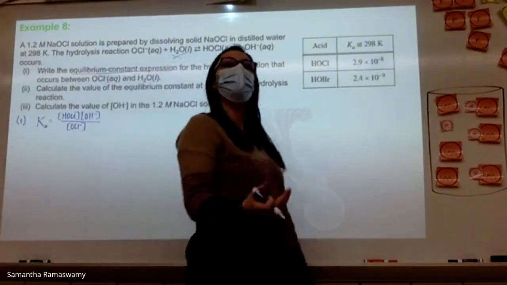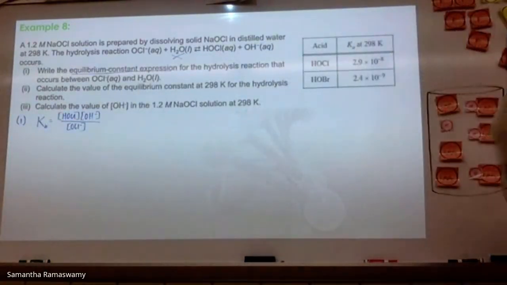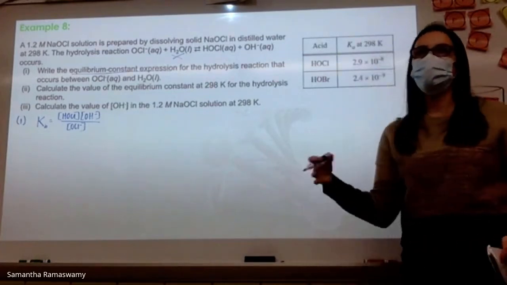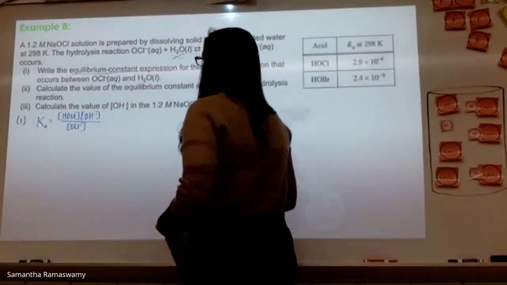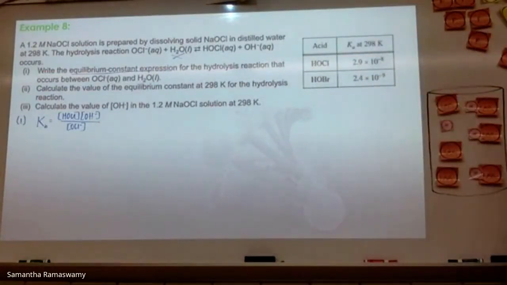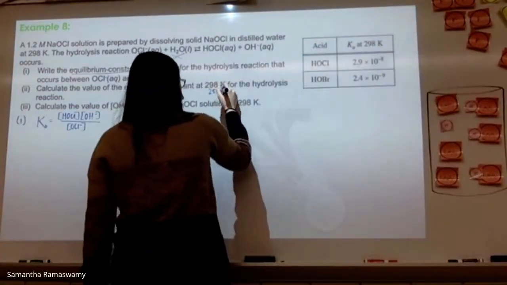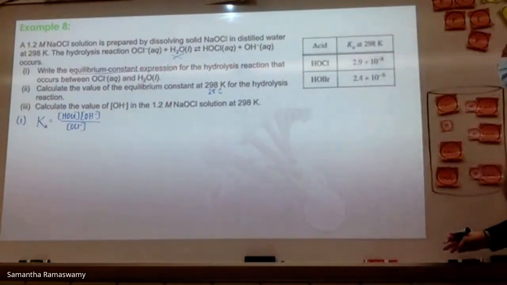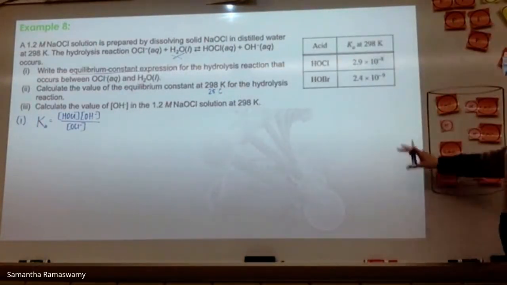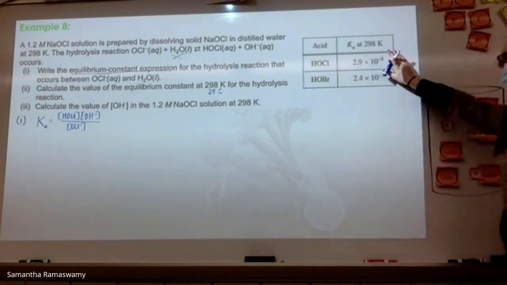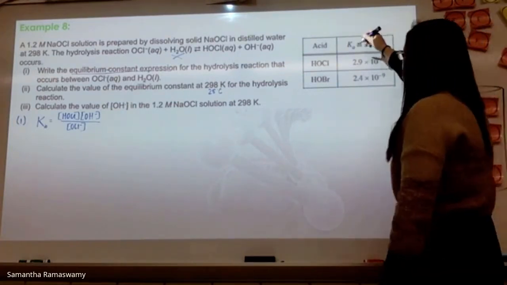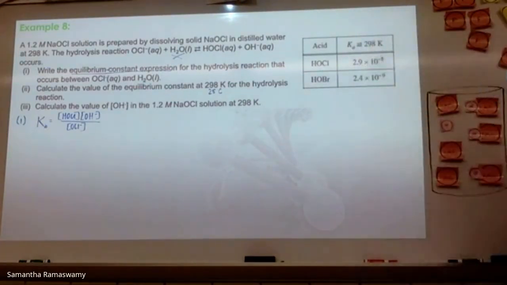Part 2, calculate the value of the equilibrium constant at 298 Kelvin for the hydrolysis reaction. So just keep in mind that 298 Kelvin is 25 degrees Celsius. Now I want to point out that they give you a table right here. Notice here they give you Ka values at 298. We look at it and we're like, okay, well, we want Kb of the conjugate base.